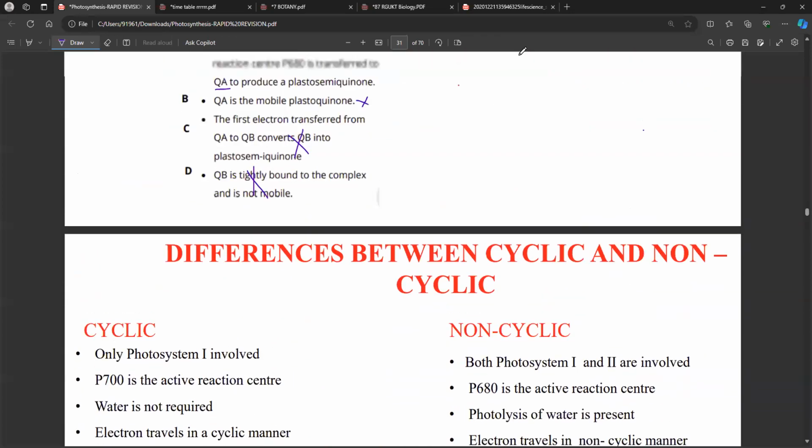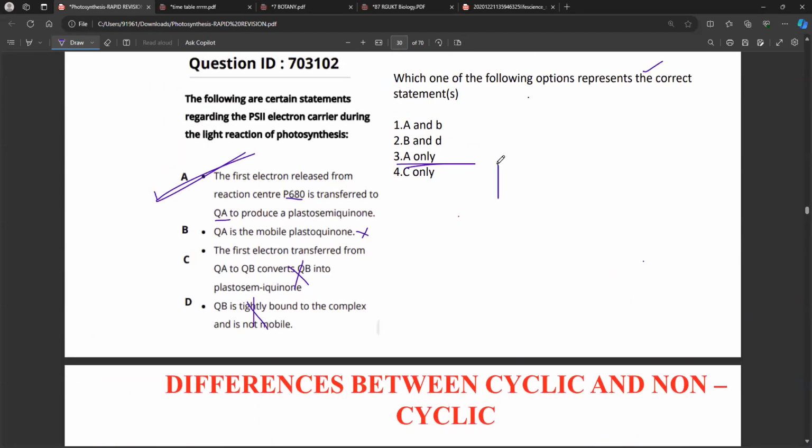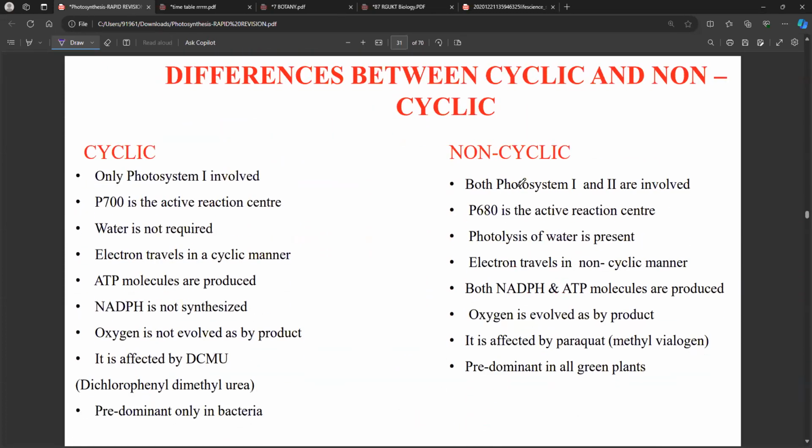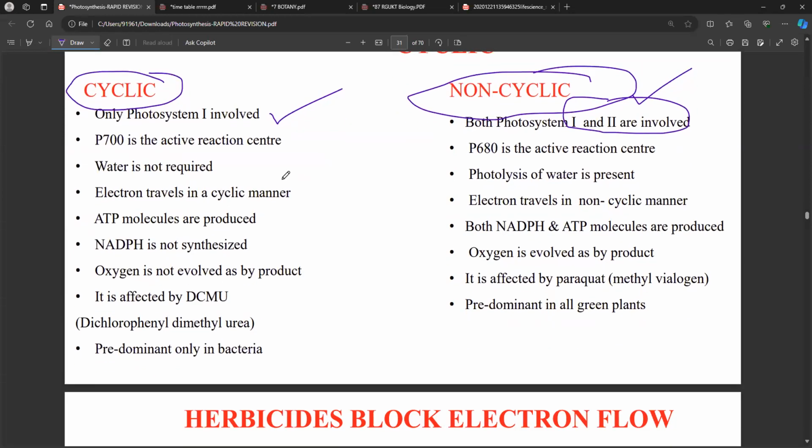All right, okay, so now we have very clearly understood the differences between the cyclic and non-cyclic. Now look into the picture. Very simple. You already studied it. In case of cyclic photophosphorylation, it is important that there is only one photosystem. In case of non-cyclic, both photosystem 1 and 2 are involved. Very important. Here electron travels in a cyclic manner, there electron travels in a non-cyclic manner. The significant point: breakdown of water only takes place in the non-cyclic, it never takes place in the cyclic.